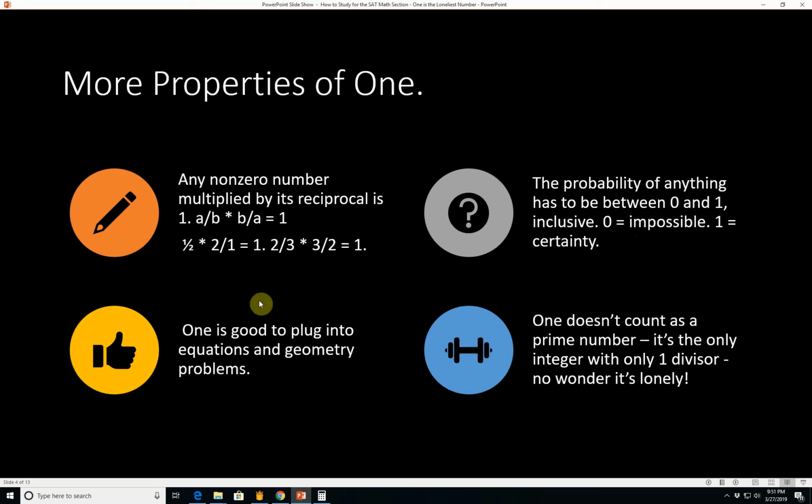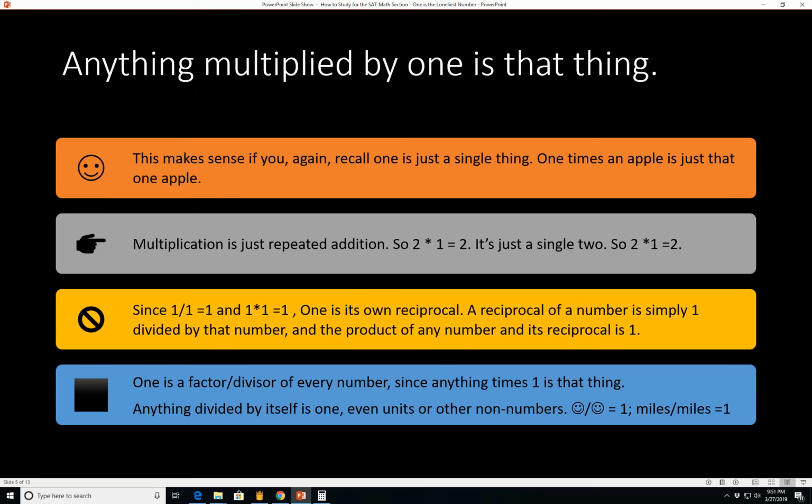1 is good to plug into equations and geometry problems. 1 doesn't count as a prime number. It's the only integer with only one divisor, so no wonder it's the loneliest number you can ever do. Anything multiplied by 1 is that thing. This makes sense if you recall 1 is just a single thing. 1 times an apple is just that one apple.